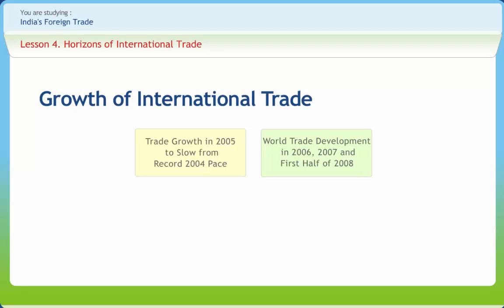Weakening demand in developed countries, realignments in exchange rates, and fluctuations in the prices of commodities such as oil and gas introduced uncertainties into the global markets in 2007. These latest figures come in the official comprehensive compilation for 2007, International Trade Statistics 2008.